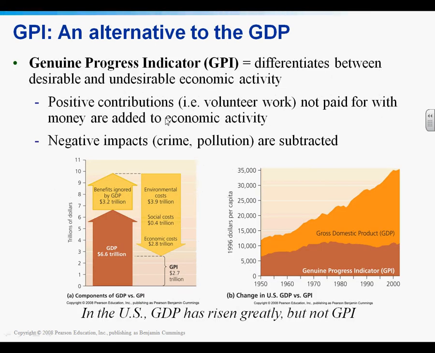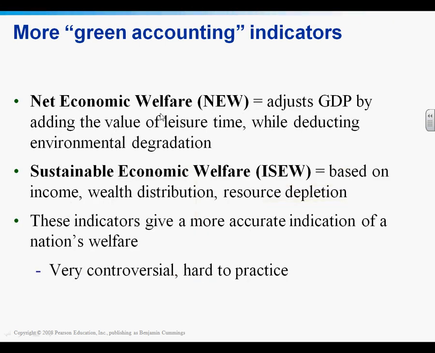So if we look at an indicator, a progress indicator, basically it's telling us when we are making positive contributions and when we are making negative impacts. So volunteer work, things like that, community service, those are positive contributions. Negative impact, crime, pollution. And so we can then measure where we're at with the GPI. Net economic welfare, it's just looking at your GDP and adjusting it by how much leisure time we have, how much environmental degradation. When we destroy the environment, it deducts. When we have leisure, it adds.